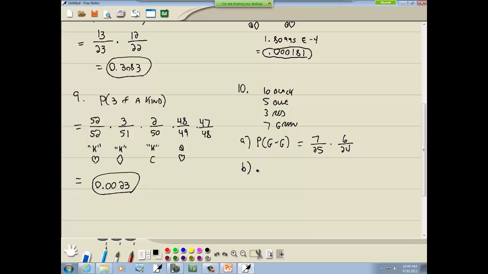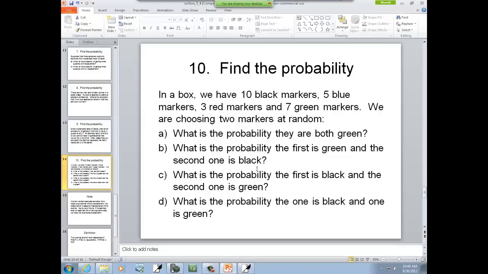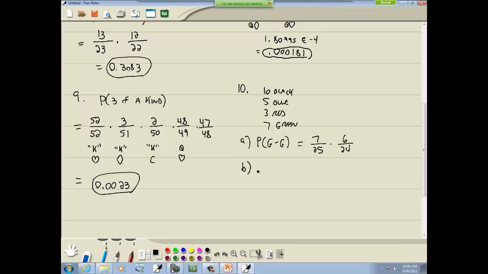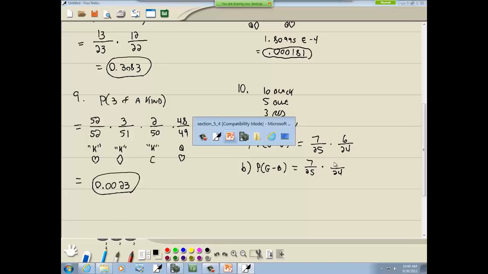B, what is the probability the first is green and the second one is black? So probability of green and then black. Well, it's 25 total, 7 of them are green, times, there's only 24 left, and I want the second one to be black. Yeah, black. So that'd be 10 out of 24.